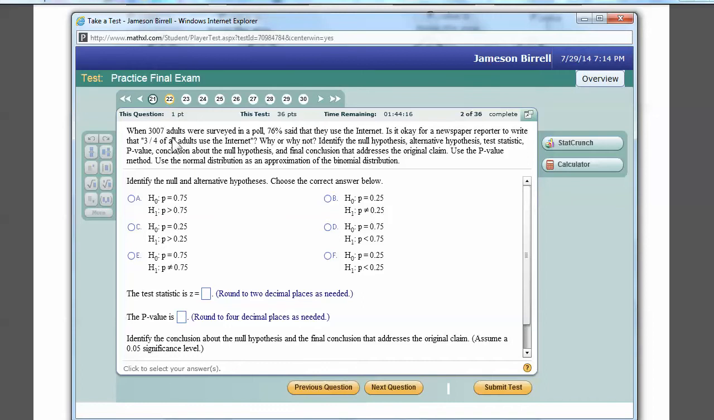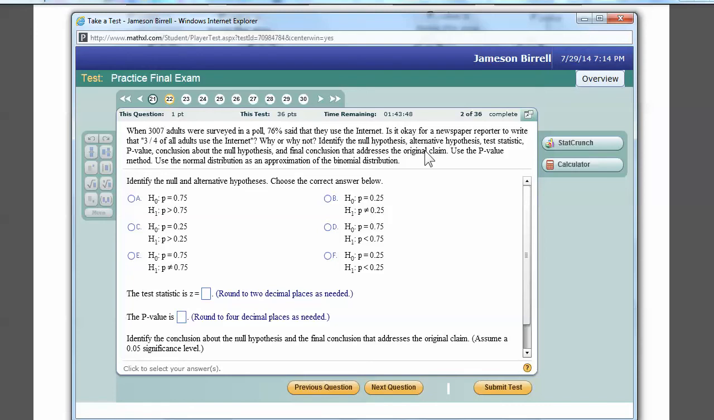All right, when 3,007 adults were surveyed in a poll, 76% said they use the internet. Is it okay for a newspaper reporter to write that 3/4 of all adults use the internet? You know, because it's close to 76, so they're saying 75%. That's what their claim is. Why or why not? Identify the null hypothesis, alternative hypothesis, test statistic. Basically, just do it. Do the work.